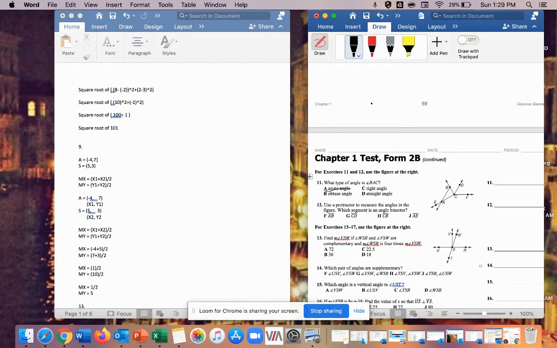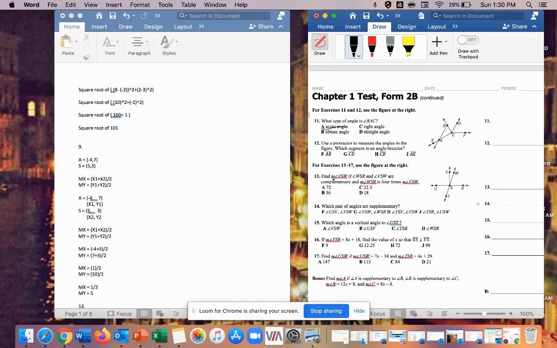Use a protractor to measure the angles in the figure. Which segment is an angle bisector? Unfortunately, I do not have the protractor on this, because it's a Microsoft Word. But on Schoology, there is a protractor. So to measure the angles in the figure, which segment is an angle bisector? For this one, it is actually going to be CD. As you can see, BCF is the angle. If you measure BCD and DCF, they are equal, and CD, therefore, is the angle bisector.